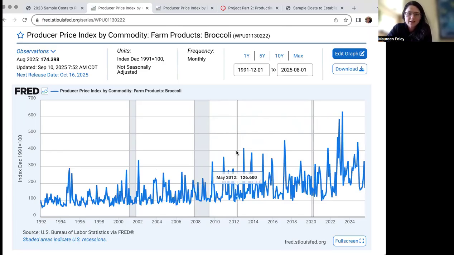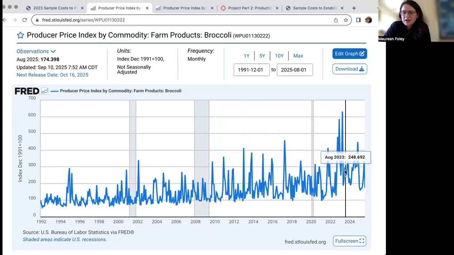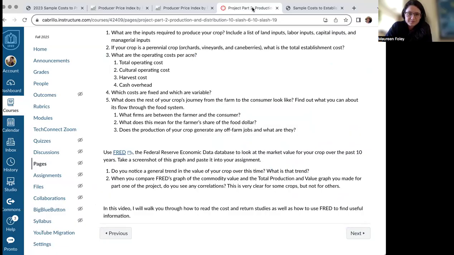So look at the last 10 years of data, and I'd like for you to take a screenshot of this to include with what you turn in, the answers to the questions, and think about the trends, like what's happening over time here. So the price of broccoli is really volatile, but it's kind of trending up, especially since 2020. We had a period where it was maybe roughly the same, trending up a little bit here, and then it starts to go up more. So I want to see what kind of trend you can get out of this graph. So that's one of the questions.